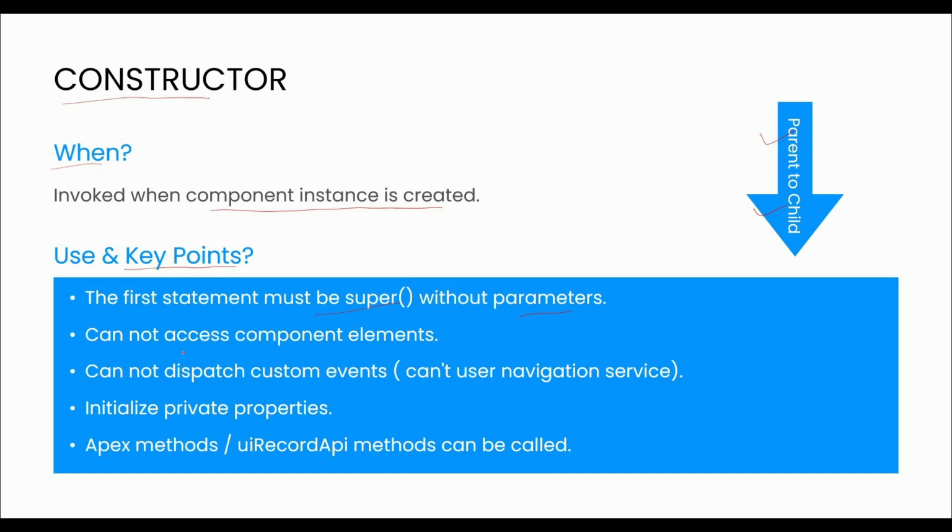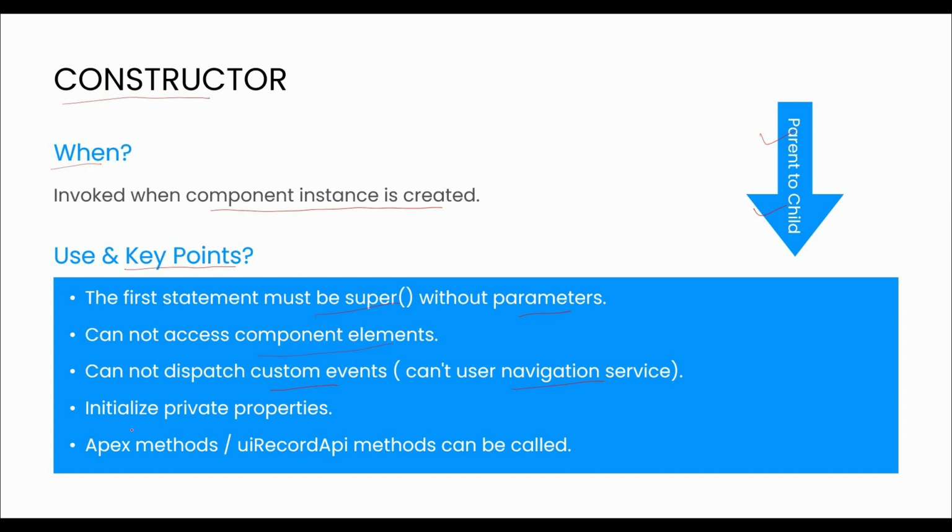Next point we have: we can't access component elements inside the constructor. Why? Because they are not yet rendered on the DOM. So if someone asks you a question like, can we access component elements in the constructor? Then the answer will be no, because at this stage, they are not rendered on the DOM. Next point is, we can't dispatch custom events in the constructor. That's why navigation services cannot be used here, because they also use custom events internally.